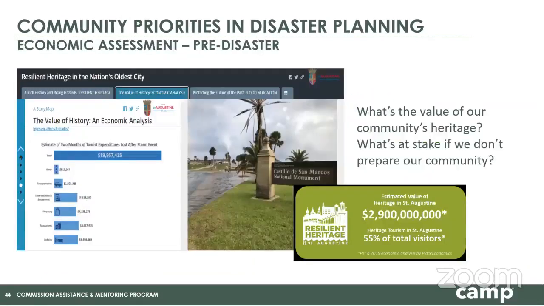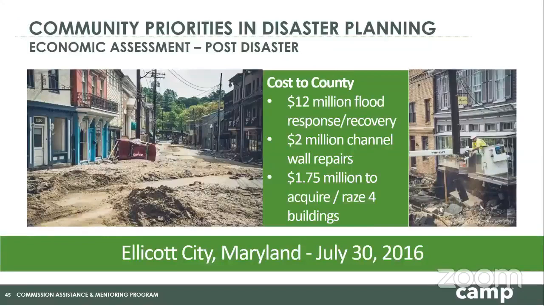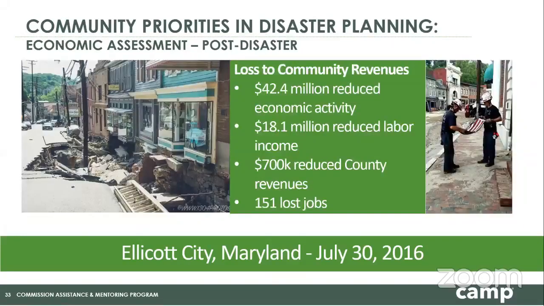And getting your preservation priorities incorporated, the community values that we talked about before, getting the buy-in and other agency partners, the pre-disaster and the economic impact, educating your elected officials on why this is so important, the value of history, because these are the costs. There are a lot of hard costs, never mind the intangible costs. $12 million to respond to the flooding, $2 million in repairs, and $1.75 million for 4 buildings. I mean, the numbers are staggering. I think we all know that in Maryland. And these are 2016 numbers.